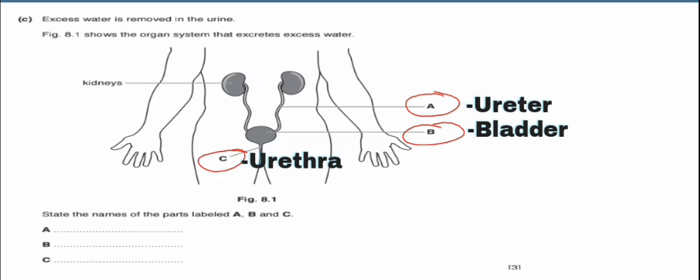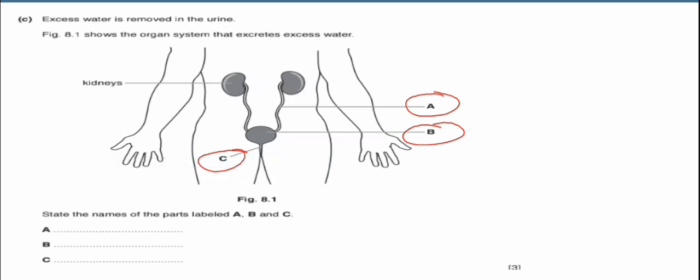So there is a difference between urethra and the ureter. Part A is the ureter. This one here carries only urine. Only urine. Then as for part C, which is called the urethra, this urethra is just the passage where both urine and sperm pass. Let's see the next question.